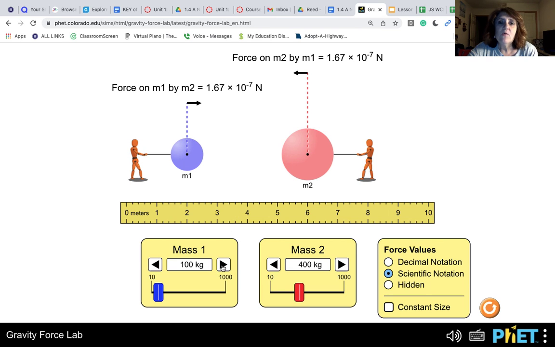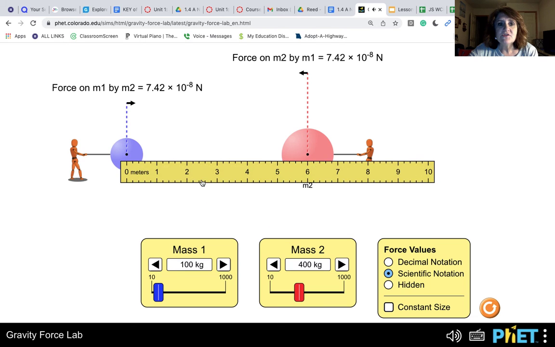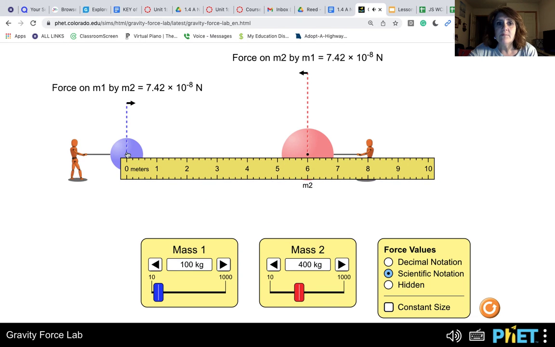So for example, what is the force of gravity between a mass of 100 kilograms and 400 kilograms when they are 6 meters apart? To measure them, you would just move the ruler up. Be sure that you're on 0, not on the end of the ruler. 6 meters. The force of gravity between them would be 7.42 times 10 to the negative 8th. It's as simple as setting all of your parameters based on your problem and then reading the answer off.